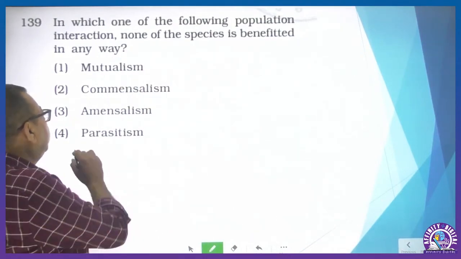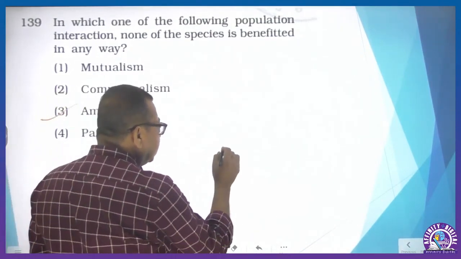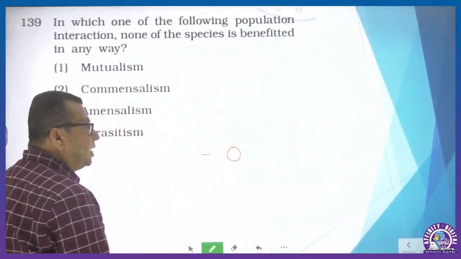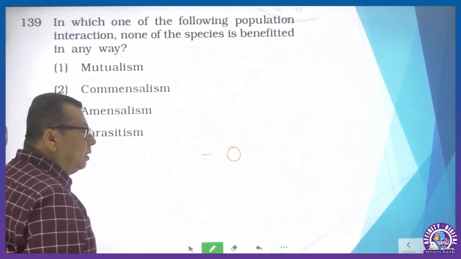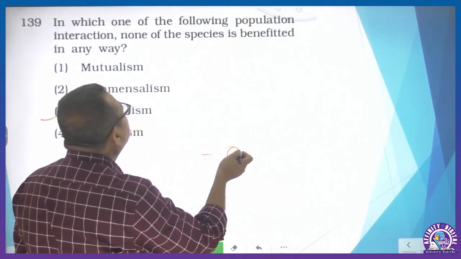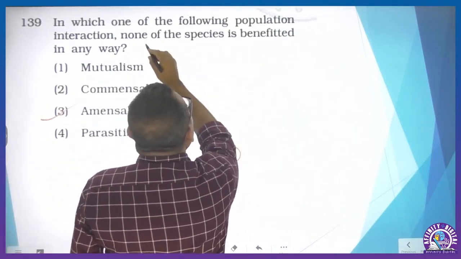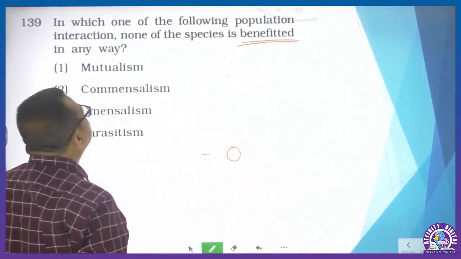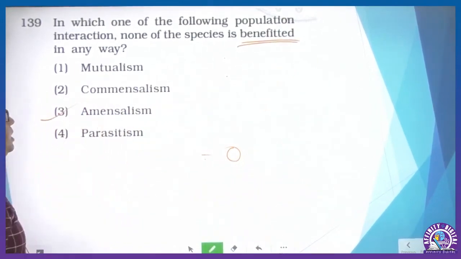Next question. In which one of the following population interactions none of the species is benefited in any way? That will be amensalism, because amensalism is represented by minus zero. That means one organism is harmed, the other organism is neither harmed nor benefited. Here, what was it? None of the species is what? Benefited in any way. So answer will be commensalism.